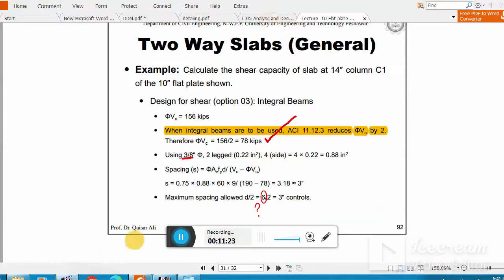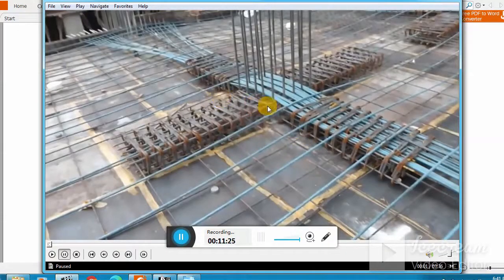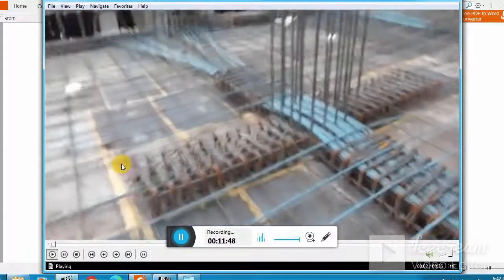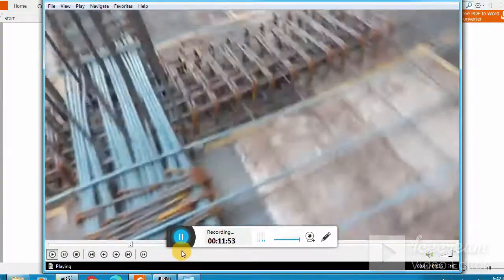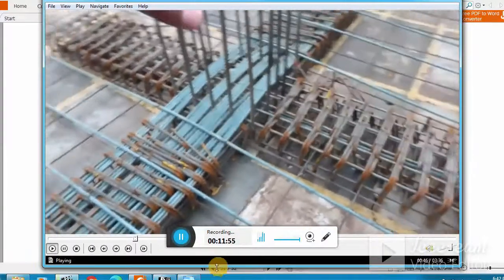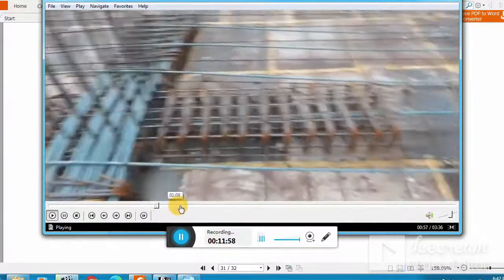As in one video, let me show you in this video. Here we have to find out the distance from the face of the column to this much. Remember, these bars are extended for a little bit, for a specific distance that is denoted by LV, and then we have to place basically the vertical stirrups. Now the design of these stirrups is very important, okay. Let me show you the design of these stirrups.